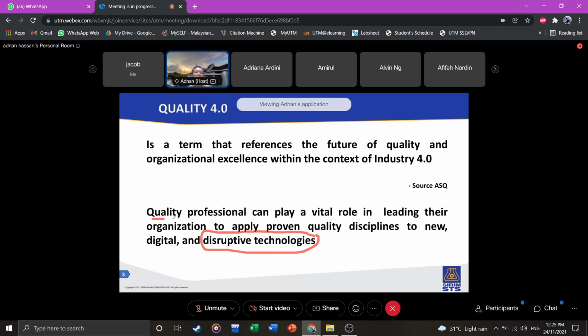So who are quality professionals? These are industrial engineers. If you study industrial engineering, one of your professions may involve quality. So you need to lead how to implement this Quality 4.0 in a new digital environment and disruptive technology. Okay, what is disruptive technology? Anyone has any idea what is disruptive technology?